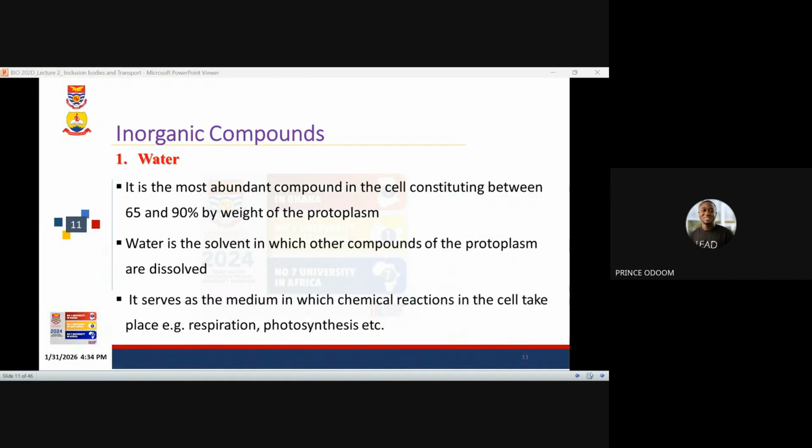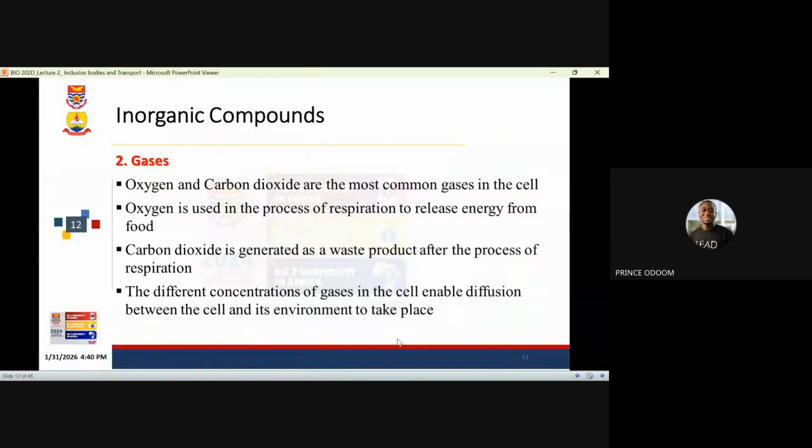It serves as the medium in which chemical reactions in the cell take place. For example, respiration, photosynthesis. All these are important reactions or processes that take place in the cell. And without respiration, I don't think we will be able to survive, because where will you get your energy from? Without photosynthesis, where would we get our carbon source from? So these are very important processes that require water.